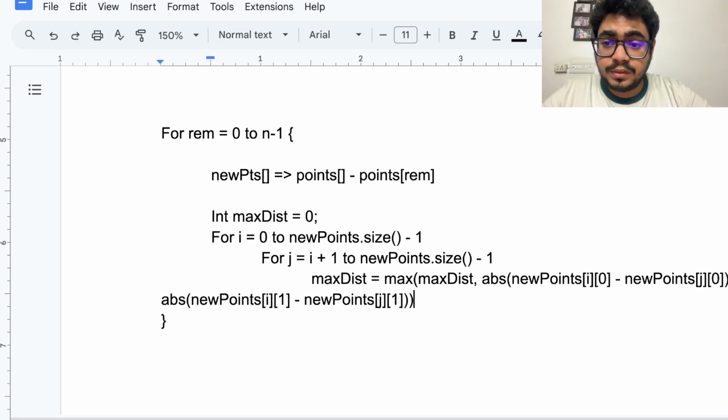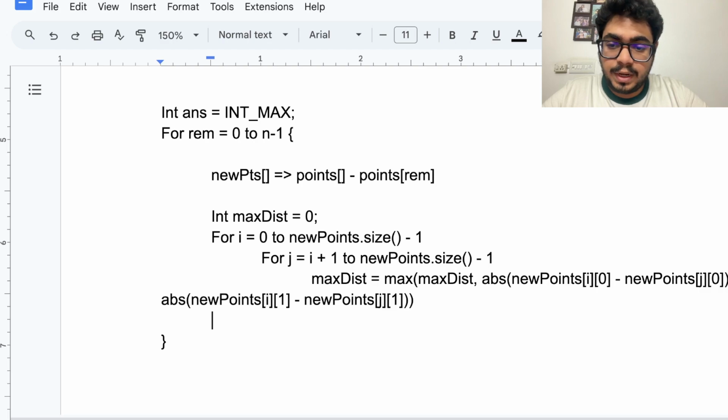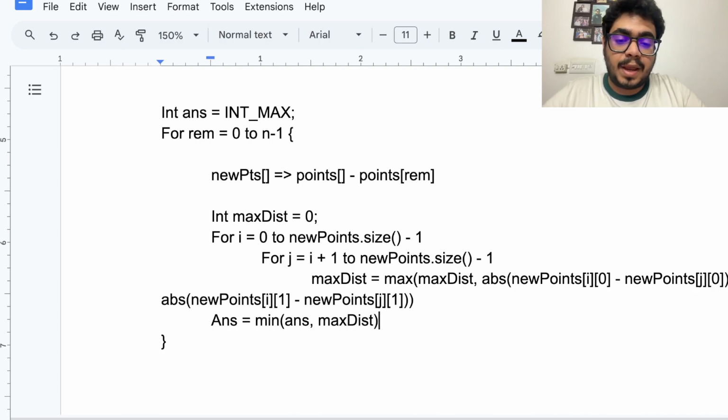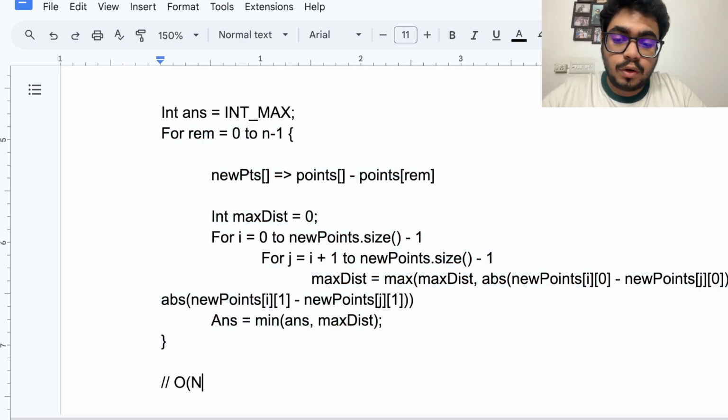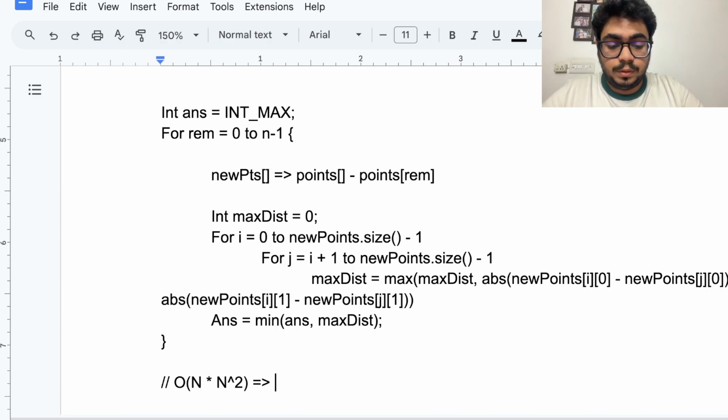And then if I talk about the answer, we need to minimize the answer amongst all the removals. So I'll say the answer is int max as of now. Then update the answer as minimum of answer comma max distance. Whatever the maximum distance is, we need to minimize that amongst all the removals. If I talk about the time complexity of this, you'll see that I'm doing O of n for removing each of the elements and n square to iterate on all the elements and find the distances between them. So the actual time complexity is n cube.